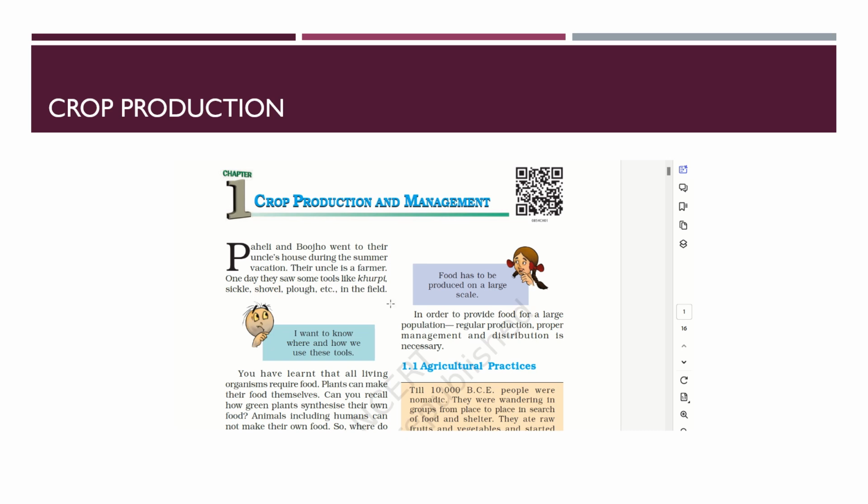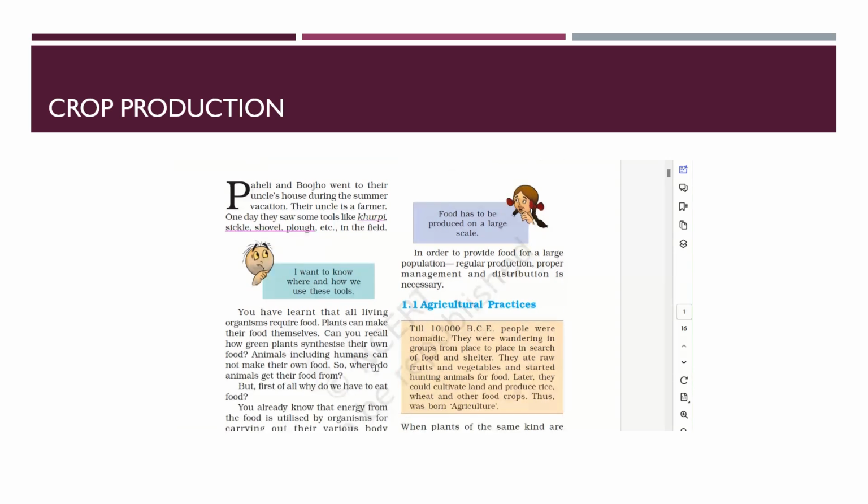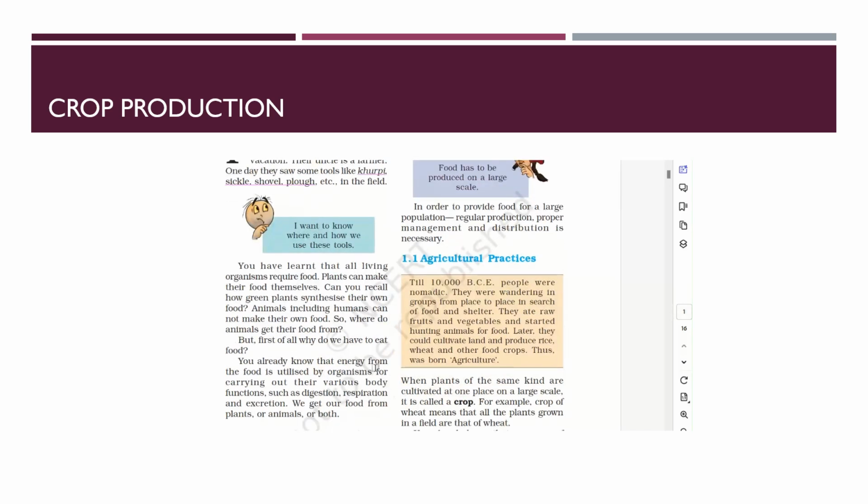These are the tools like khurpi, sickle, shovel and plough. These tools are used for agricultural purposes. So let us continue with this lesson. What are the agricultural practices we follow nowadays, and what were the old practices which the farmers used in the earlier days? We are going to compare and read everything.